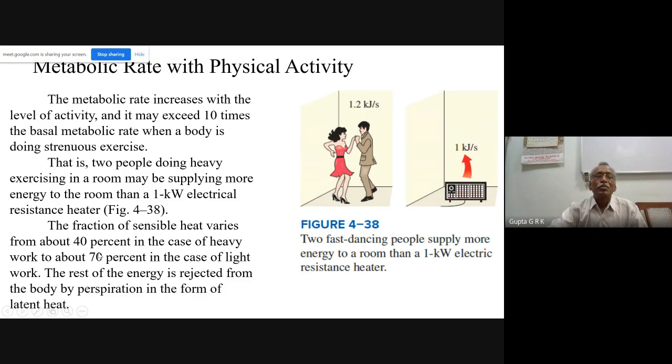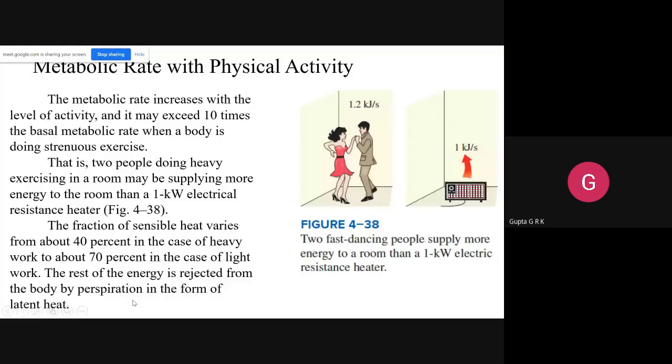Whatever heat we are releasing, some of it is sensible heat, some of it is latent heat. Okay, so the fraction of sensible heat varies from about 40% in the case of heavy work to about 70% for sedentary work, and the rest is released through respiration in the form of latent heat.